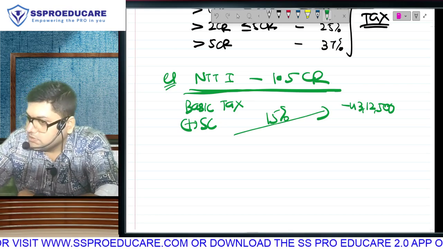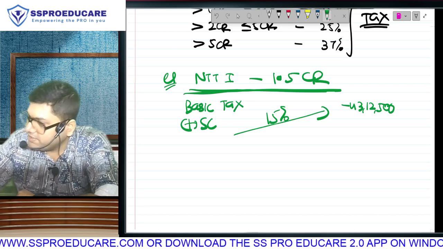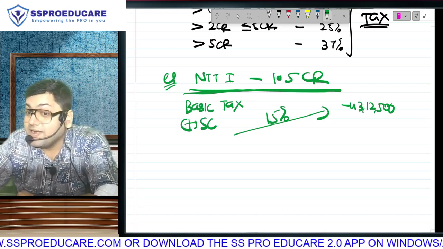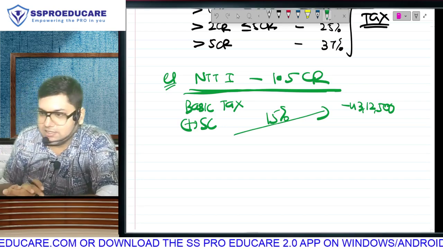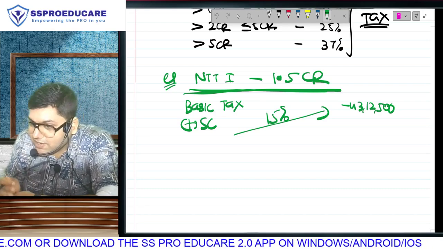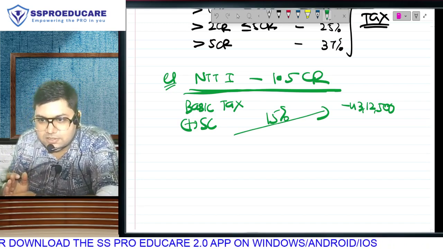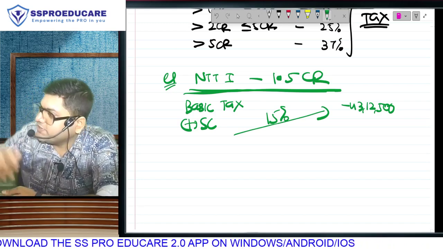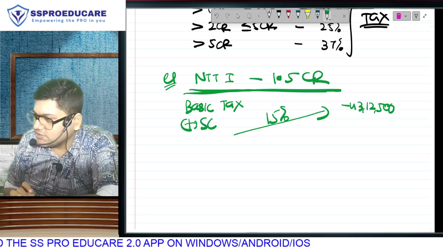So rebate only for resident, surcharge for everyone; rebate for individual, surcharge for everyone; rebate at 0 to 5 lakhs. If income is 0 to 5 lakhs, it is a case of rebate. If income is greater than 5 lakh, up to exactly 50 lakh, nothing, no rebate, no surcharge. And greater than 50 lakh up to infinity, it will be a case of surcharge. Is the surcharge concept clear?